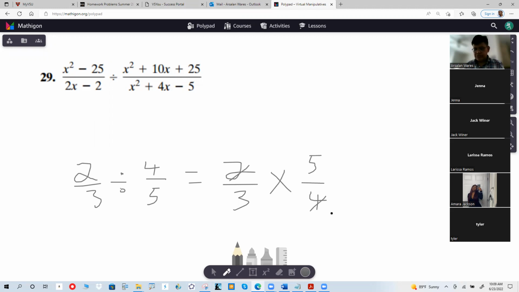2 and 2 is 2. Multiply the top. 5 times 1 is 5. And 3 times 2 is 6. So that's how we divide fractions. We're going to use the same concept here, except our terms will be algebraic polynomials. They won't be 2 or 5. The same concept. Okay, I'm recording. I'm going to move on and we're going to start.